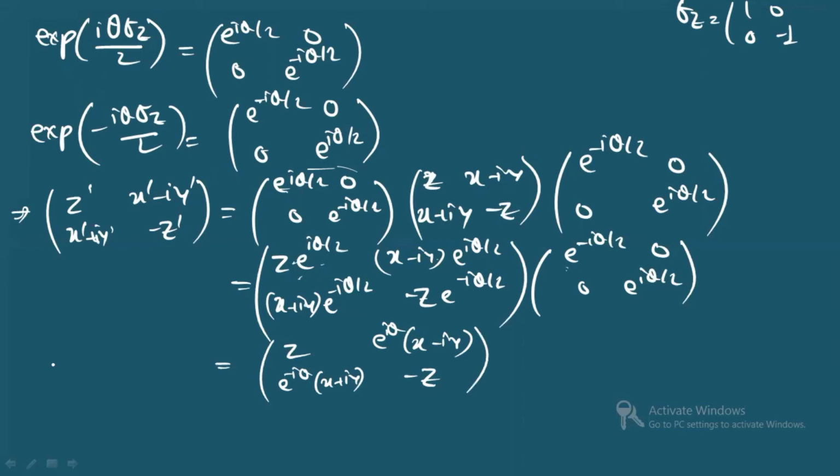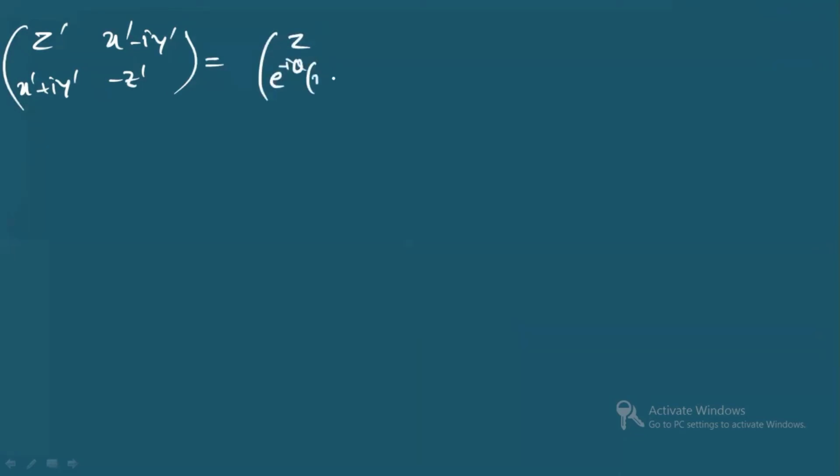And here in the left hand side, what you are having? In the left hand side, you are having z prime, x prime minus iy prime, x prime plus iy prime, minus z prime. So you will just compare, okay? So when you compare these equations, I'm just writing it here once again. You got z prime, x prime minus iy prime, x prime plus iy prime, minus z prime. This matrix is equal to what? z, e to the power minus i theta, x minus iy. Here you are having what? Minus z, e to the power i theta, x plus iy. This is what you are getting.